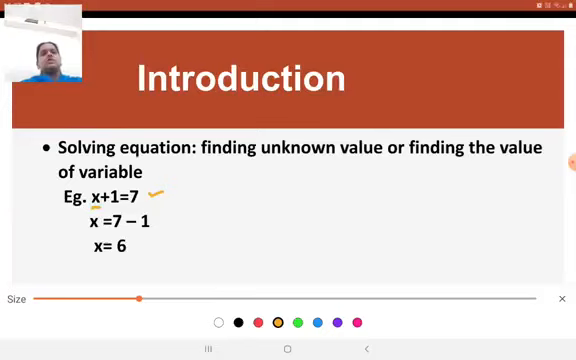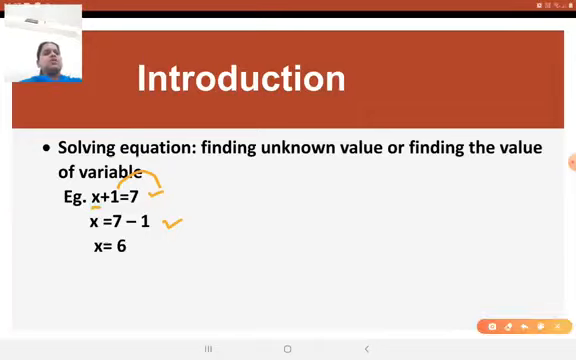So how to solve? Do you remember the concept of this? What we used to do? We will shift this 1 to the right hand side by the transposing method. Is it correct? So plus 1 will become minus, so x equal to 7 minus 1. Therefore we can say x is equal to 6. This is nothing but solving the equation. Now this is clear to all of you. This is just a revision of our 7th standard and 8th standard. Now come back to the next part.